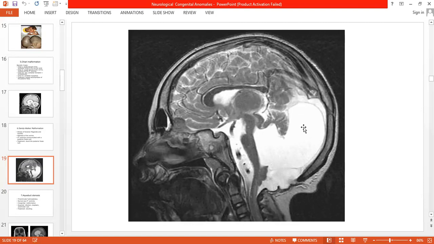But there are some alternatives in managing this. Bringing this CSF to the subarachnoid space is another option. Bringing this CSF to the transverse sinus is another, but they are very rarely performed. The most common procedure is placing a shunt within this cyst and bringing the shunt subcutaneously into the abdominal cavity, the peritoneal cavity, okay? Or sometimes surgical excision of this is warranted.